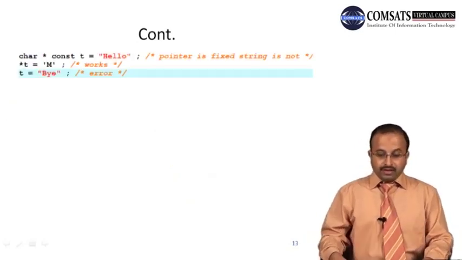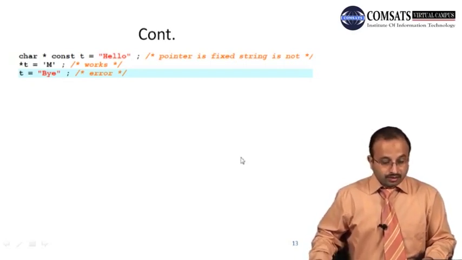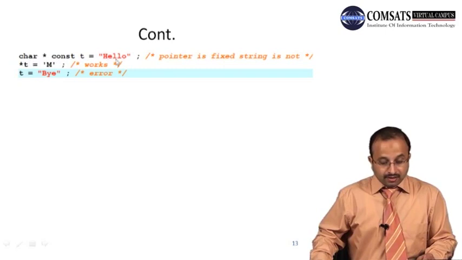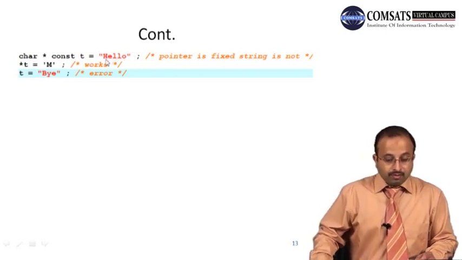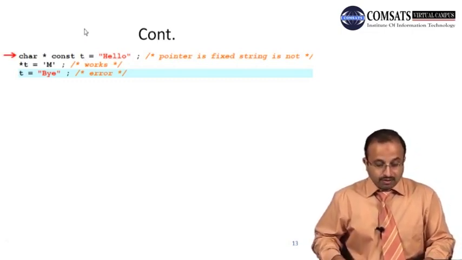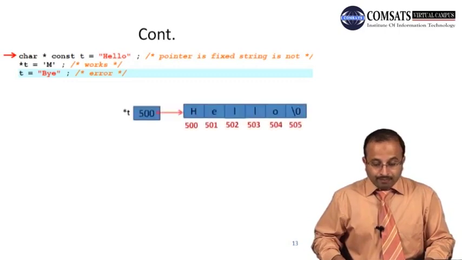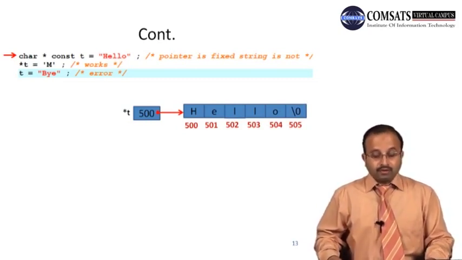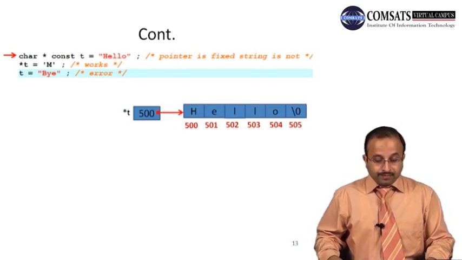The next is pointer is fixed and string is not. Now this const is in between static and t. Now the pointer t is constant. Char static const t. So the pointer is constant, but this character array, this string, is not. So you can change the value of hello, but you cannot change the value of this pointer. When the first statement is executed, we have a memory, और उस memory location पे hello लिखा हुआ है, and then we have a pointer t that points to that memory location.